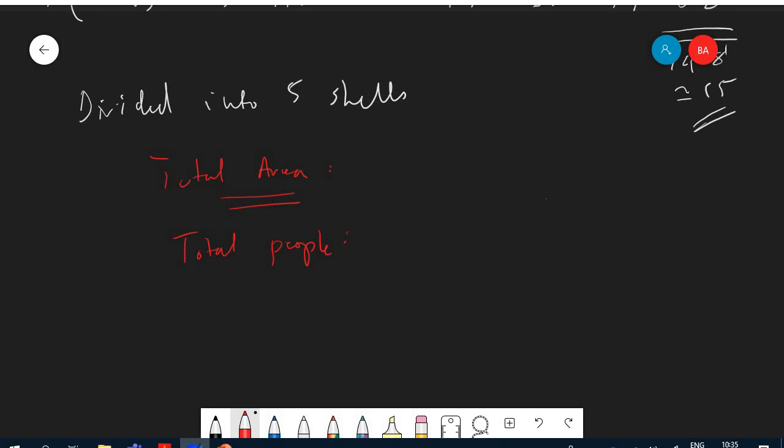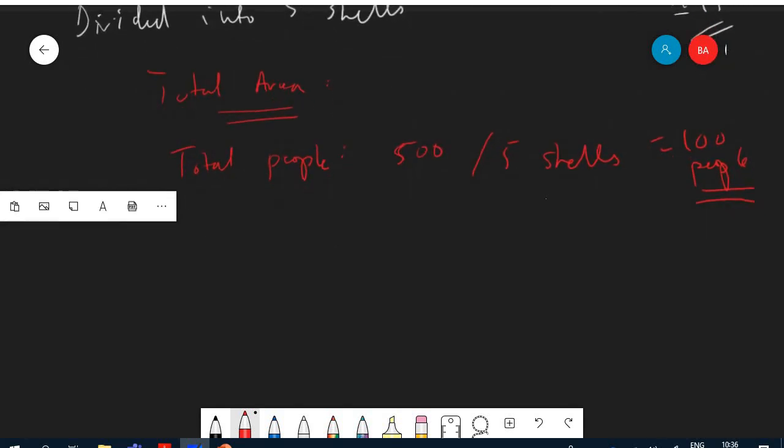And if you have only 500 people, already we know that we have 500 people. If you divide that into 5 shells, you're going to have 100 people per shell. But are all of these people distributed within these 5 shells? Is it a good assumption or not? Or are there more people outside of those shells? So to be more accurate, you're going to take half of this number, which is about 50.